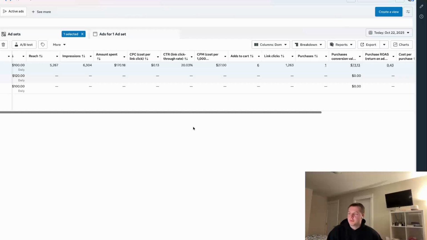And my cost per click was 13 cents. Typically, your CPC, which is cost per click, is around $1 to $4, even plus if you're doing testing. That is crazy that on day one I had a 13-cent cost per click.